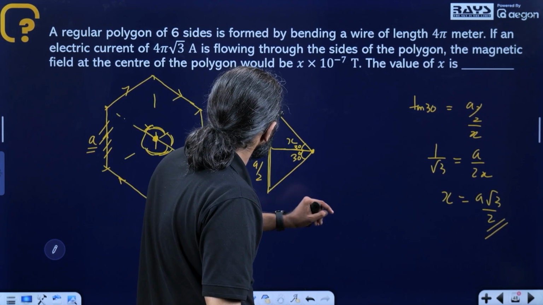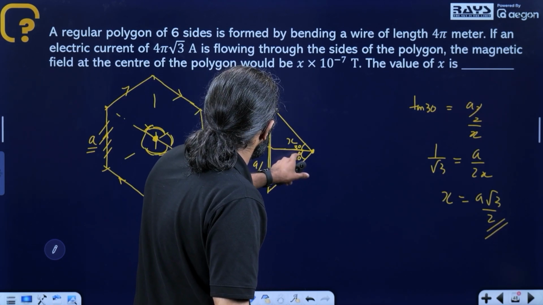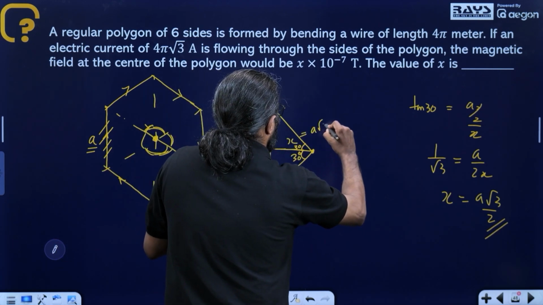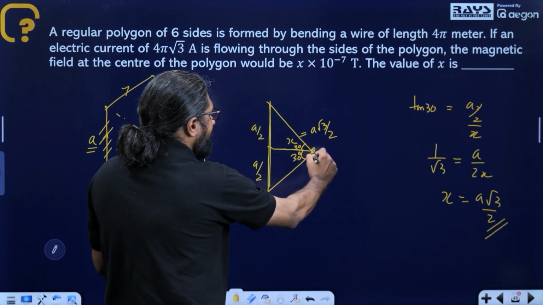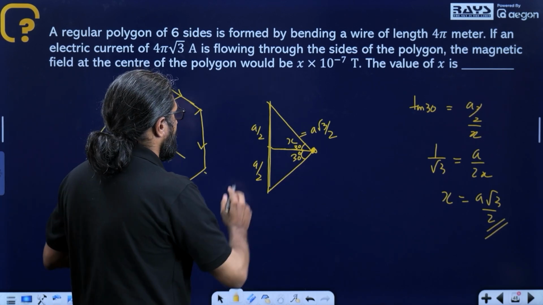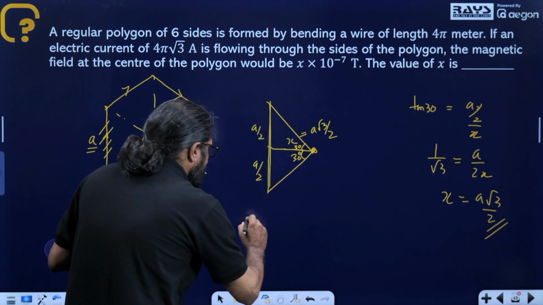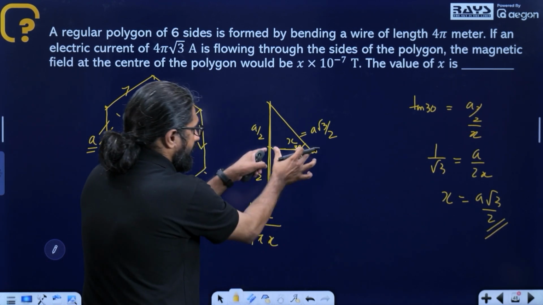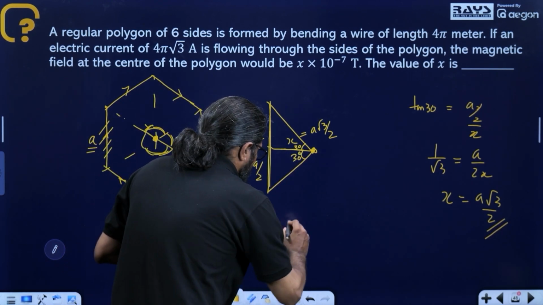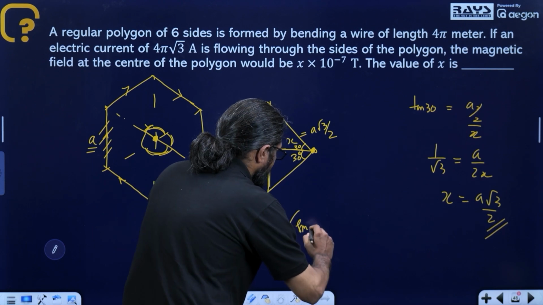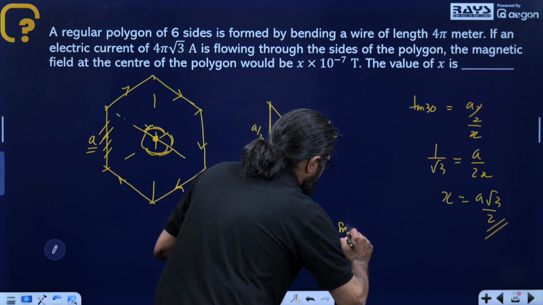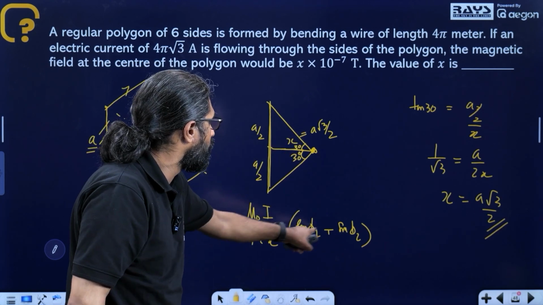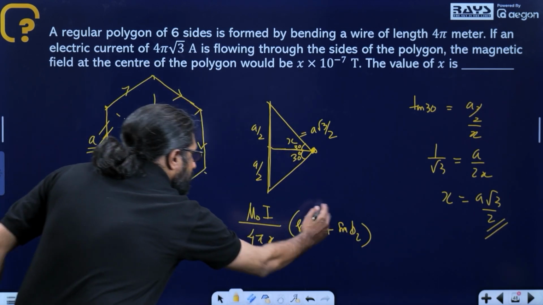Now listen, a root 3 by 2 ആണ് x വരികയെങ്കിൽ you have x is equal to a root 3 by 2. Then നമുക്ക് ഇവിടുത്തെ ഫീൽഡ് അറിയാനുള്ള മാർഗം എന്താണെന്ന് വെച്ച് കഴിഞ്ഞാൽ the formula is very important. mu 0 I divided by 4 pi x. ഈ x എവിടെയാണ് കേട്ടോ? That multiplied with sin phi 1 plus sin phi 2. നോക്കൂ sin phi 1 ഉം sin phi 2 ഉം sin 30 ഉം sin 30 ആണ്. 1/2 1/2 അത് 1 ആയി പോവും. So here you have 1.